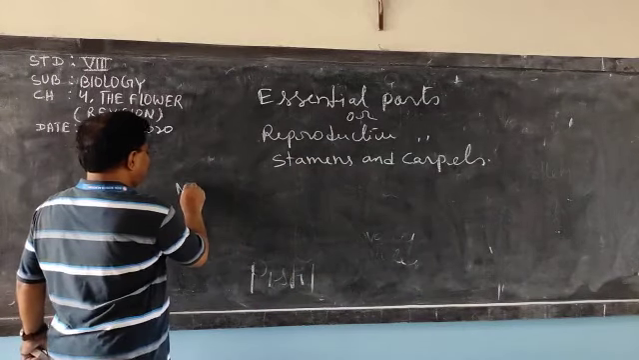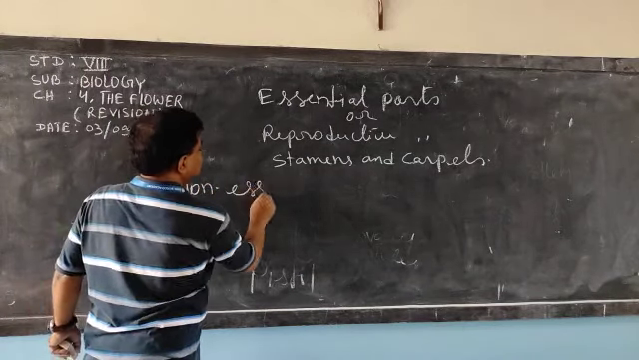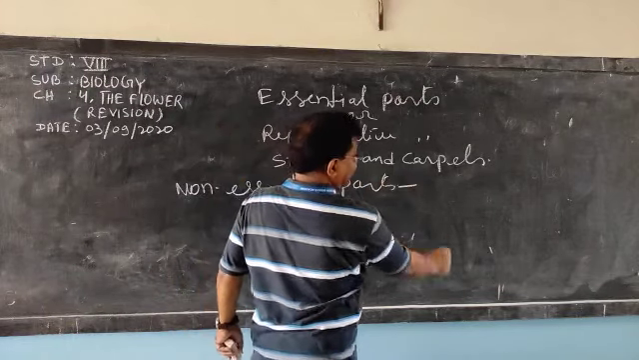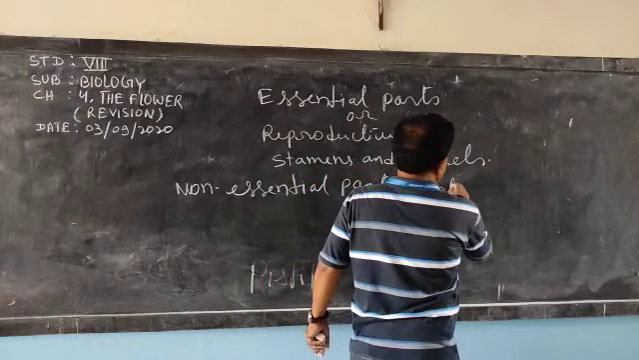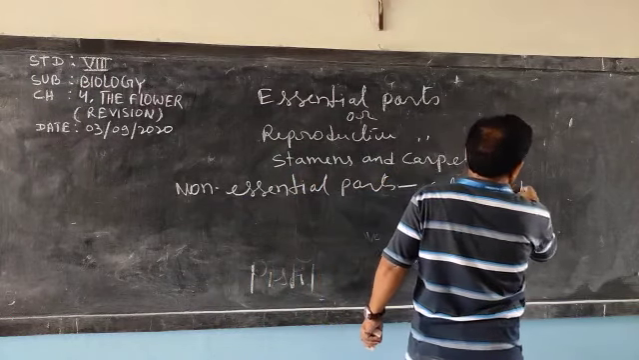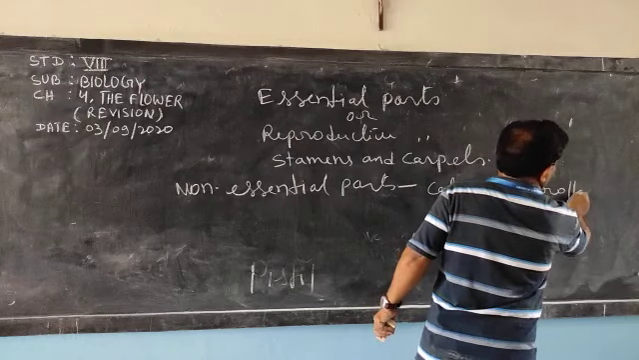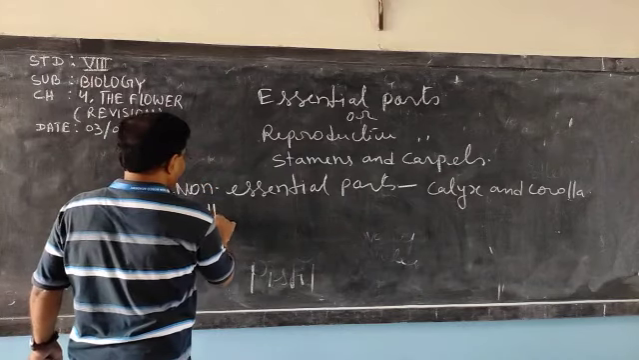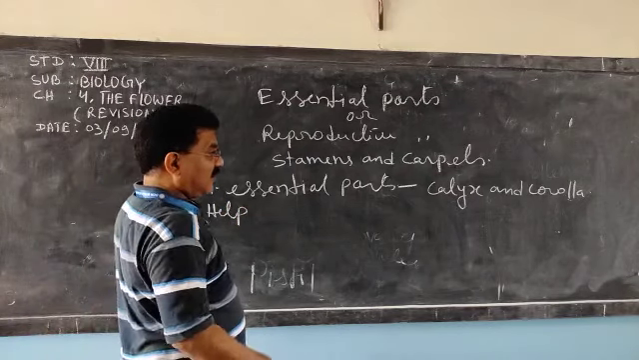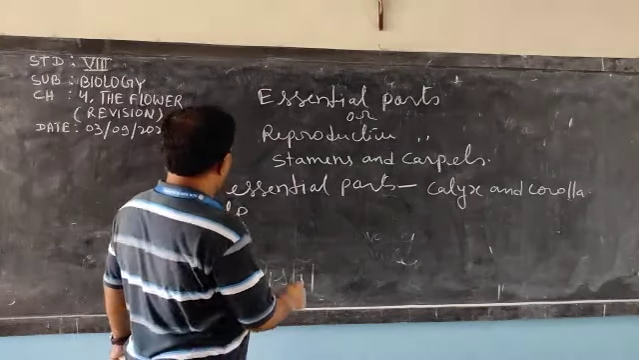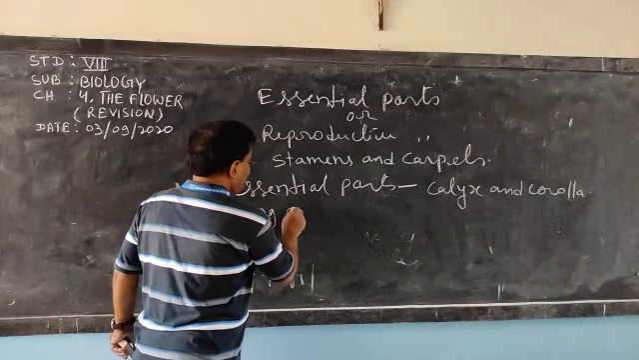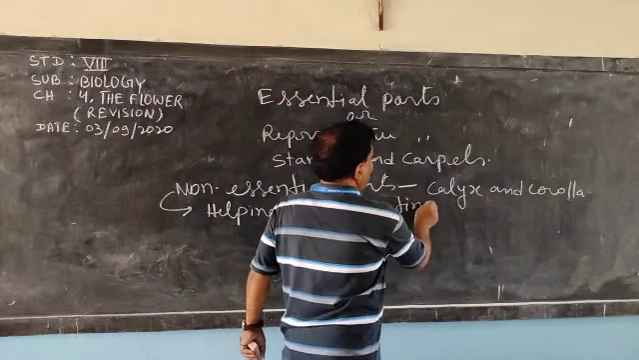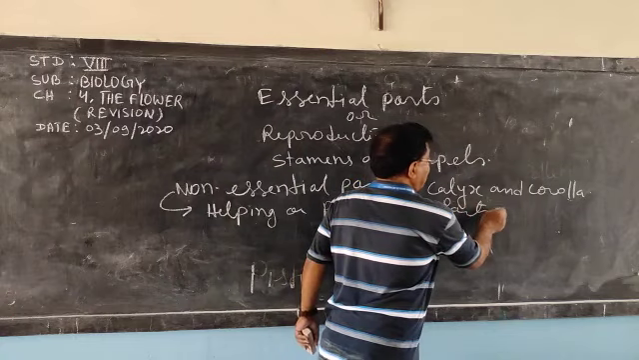And non-essential parts are calyx and corolla. They are the non-essential parts. Their function is to help, in what way? They are helping or protecting parts.